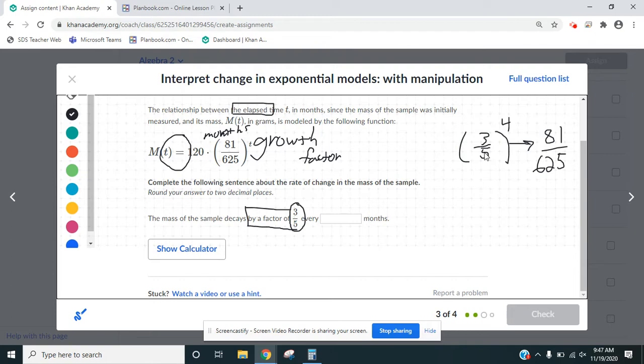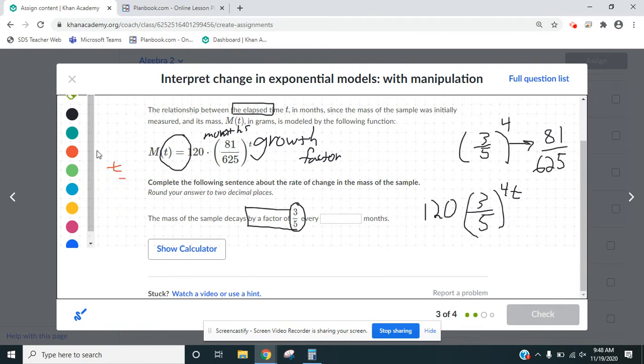Not a big deal. So what's happening is we have a new equation. Our new equation looks like this. It's not really new, but it looks this way. Now it fits what they're asking. It says the mass of the sample decays by a factor of 3/5 every how many months? Now, here's the other part of the problem. If we go back to the assignment from the other day, the exponent was always like this, t over something, right? It was always t over 5, and that'd be like every 5 months.